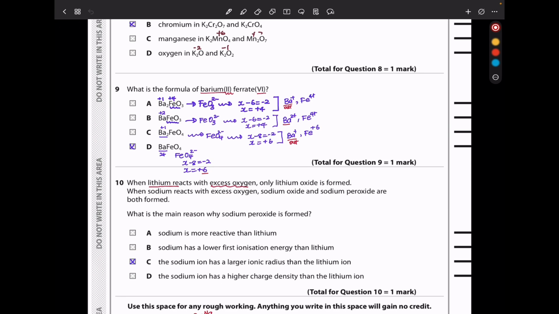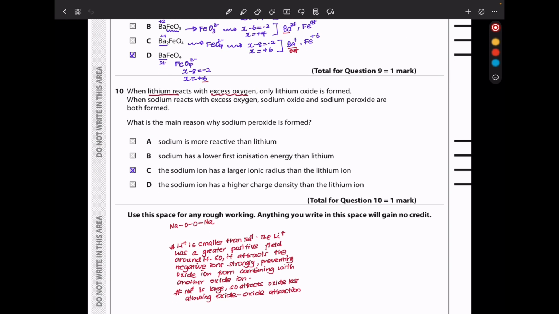And next, what is the formula of barium-2 ferrite-6? If it's barium-2 ferrite-6, barium is +1, then this is going to be +4, so that's out. Here we have 2 plus and the other is going to be 4. Here we have 1 plus, the other is going to be 6. And here we have 2 plus, the other is going to be 6. So the answer is going to be D.